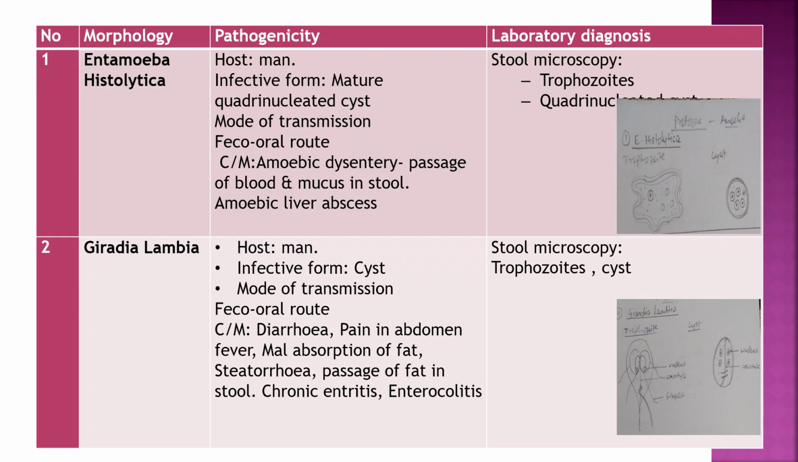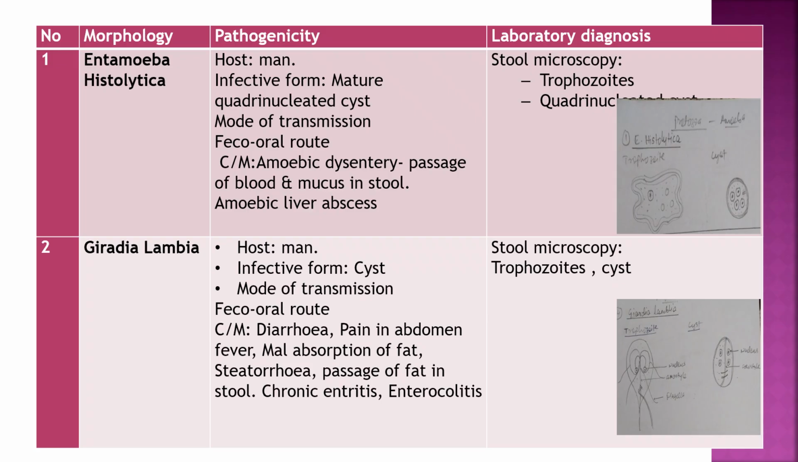First, Entamoeba histolytica. Host: man. Infective form: mature quadrinucleated cyst. Mode of transmission: fecal-oral. Clinical manifestations: amoebic dysentery, passage of blood and mucus in stool; amoebic liver abscess is the complication. Lab diagnosis: stool microscopy, trophozoites and quadrinucleated cyst.